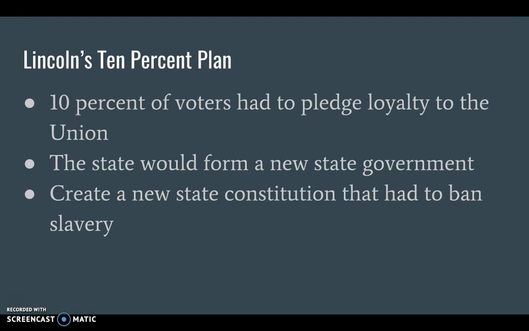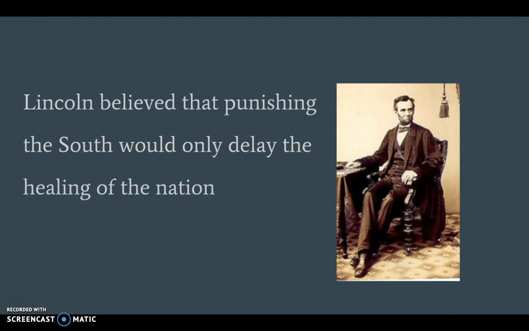In his plan, the state would form a new state government and create a new state constitution that had to ban slavery. Lincoln also encouraged Southerners who supported the Union to take control of the government. Abraham Lincoln believed that punishing the South would only delay the healing of the nation. And as we learned in the first chapter, Lincoln's main goal was preserving the Union, so he didn't want to punish the South in fear that they would just break away from the Union.